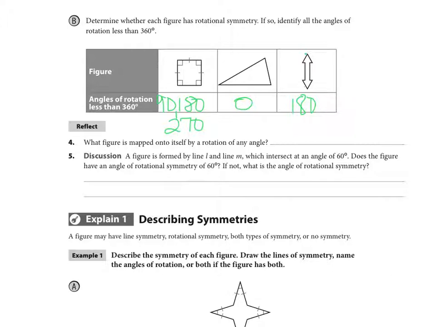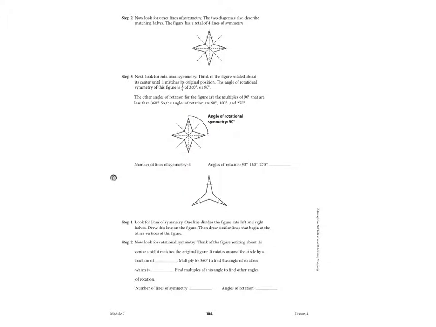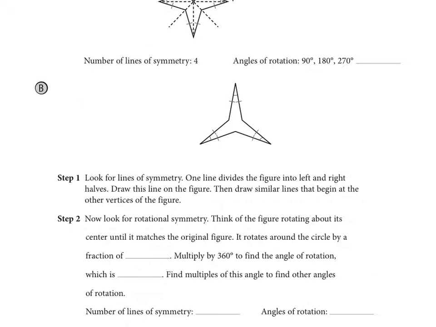Okay? So let's look down at B on page 104. And we're going to look for lines of symmetry here. Here's a line of symmetry. If I flip that thing over, it maps right on itself. Here's another one, and here's a third one. So it has 3 lines of symmetry.